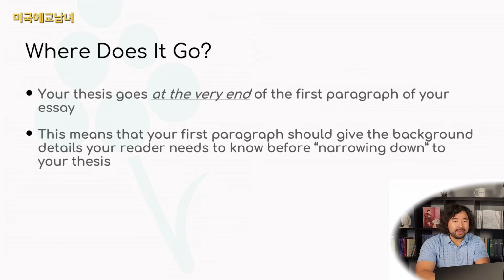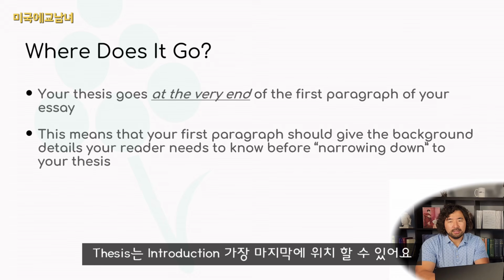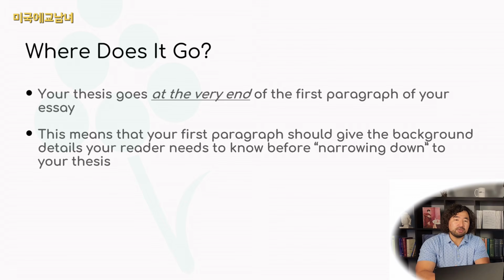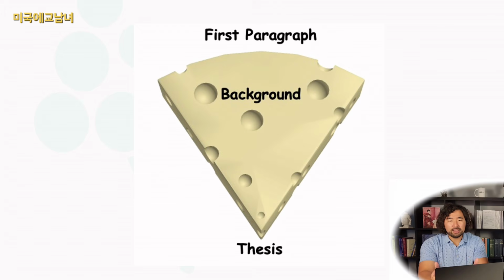Okay? And where does it go? So where should we place this thesis? Your thesis goes at the very end of your first paragraph of your essay. Typically your first paragraph is the introduction, right? Which means your thesis goes at the very end of your introduction, the last sentence of your introduction. This means that your first paragraph should give the background details your reader needs to know before narrowing down to your thesis.